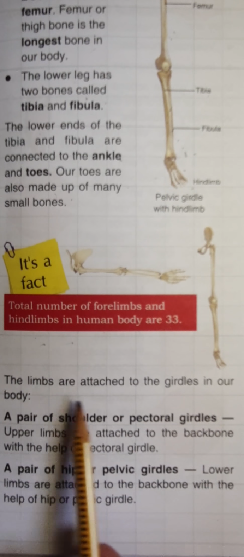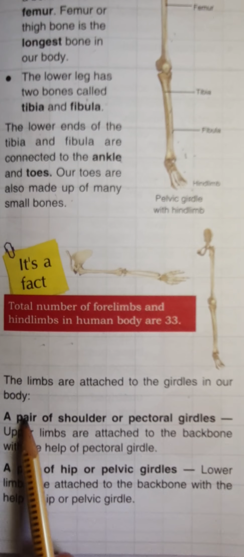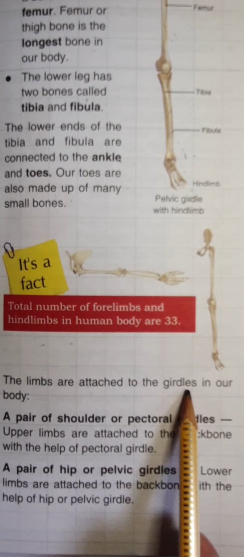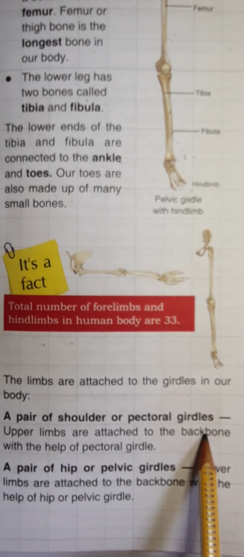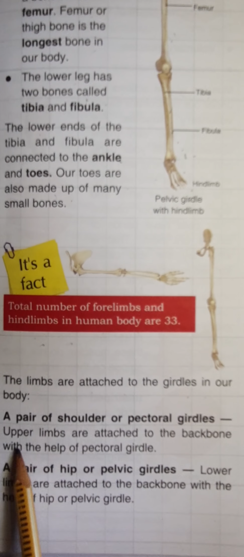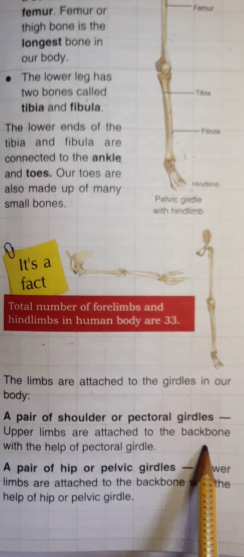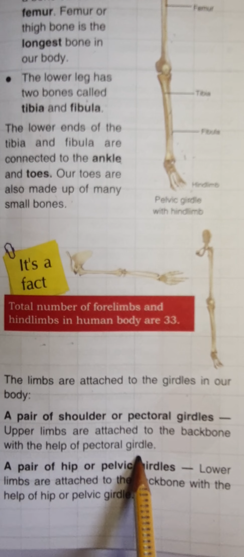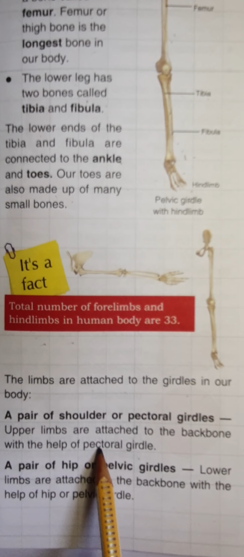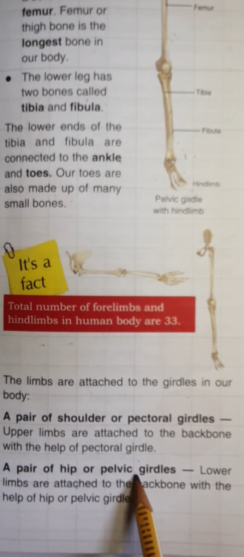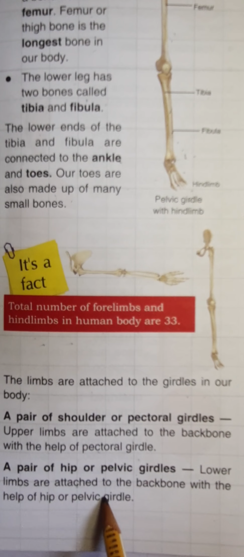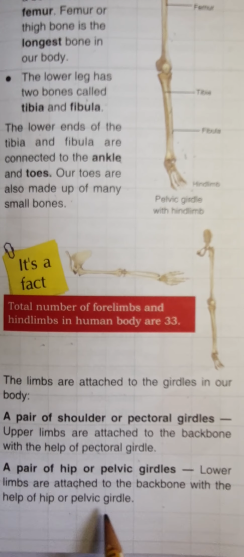Now, the limbs are attached to the girdles in our body. A pair of shoulder or pectoral girdles: upper limbs are attached to the backbone with the help of the pectoral girdle. A pair of hip or pelvic girdles: lower limbs are attached to the backbone with the help of the hip or pelvic girdle.